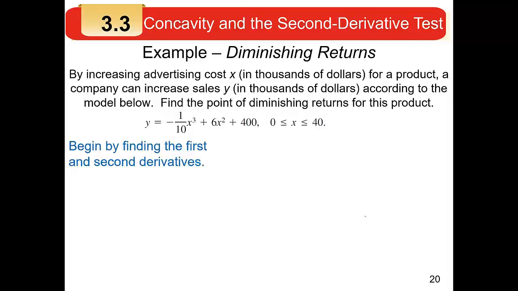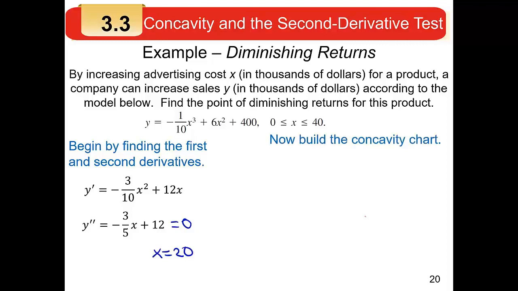The point of diminishing returns involves taking the second derivative. We've got to get the first derivative first, so the first derivative, just the power rule, you're going to get minus 3/10 x squared plus 12x. The second derivative would be minus 6/10 x. I reduce 6/10 to 3/5. And then the derivative of 12x is 12. So you get the second derivative, set it equal to 0, and solve for x. So it turns out that x equals 20 is the x coordinate of the point of diminishing returns for whatever this product is.